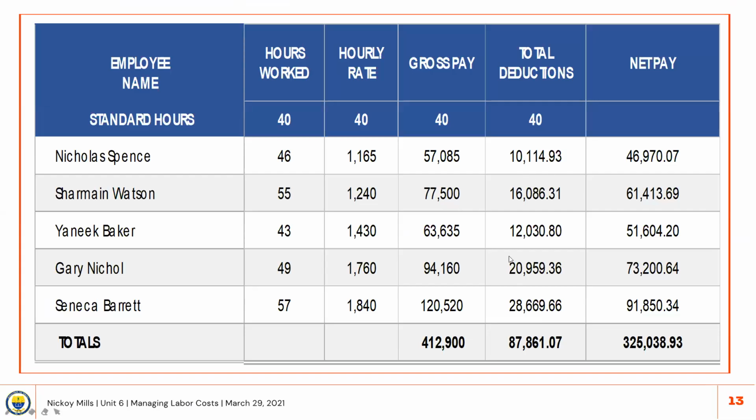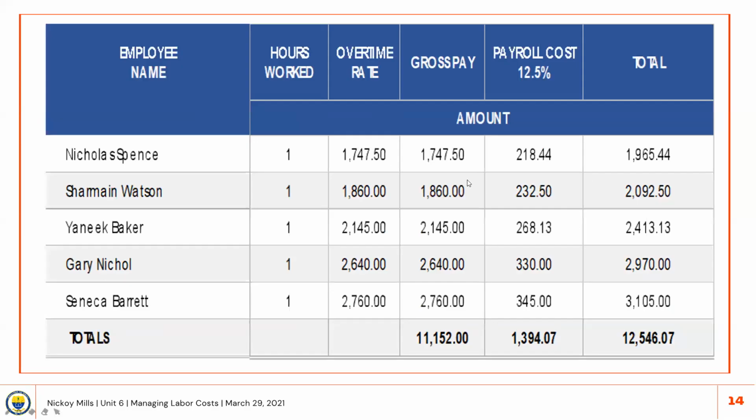So you're going to find 12.5% of the hourly pay, which is $1,747.50 for Nicholas, and that would give you $218.44, and that is how much you would pay in cost for Nicholas.